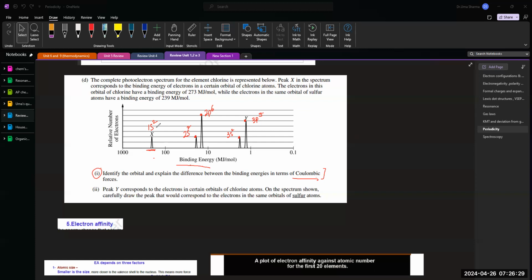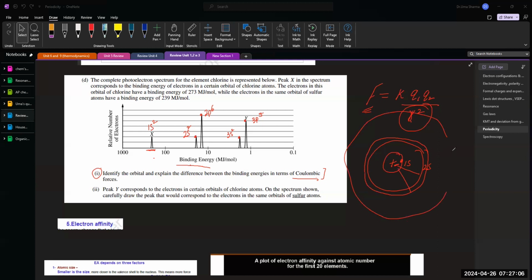1s2 is closest to the nucleus, is strongly attracted by the nucleus. Remember, the force of attraction is K times Q1 Q2 over R squared. This is Coulomb's law. If the atom is small, like this is your 1s2, R is less. Force of attraction is more. This is 2s, R is more. This is 2p, just very close to 2s, but still R is more.